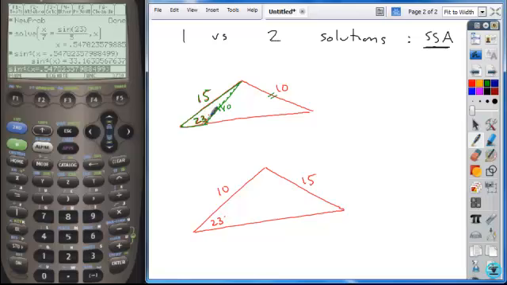Yeah, because the larger the side, the longer side has to be opposite the larger angle, and that's consistent here. So this is the case where there's two possible solutions. And now, what about in this case here?